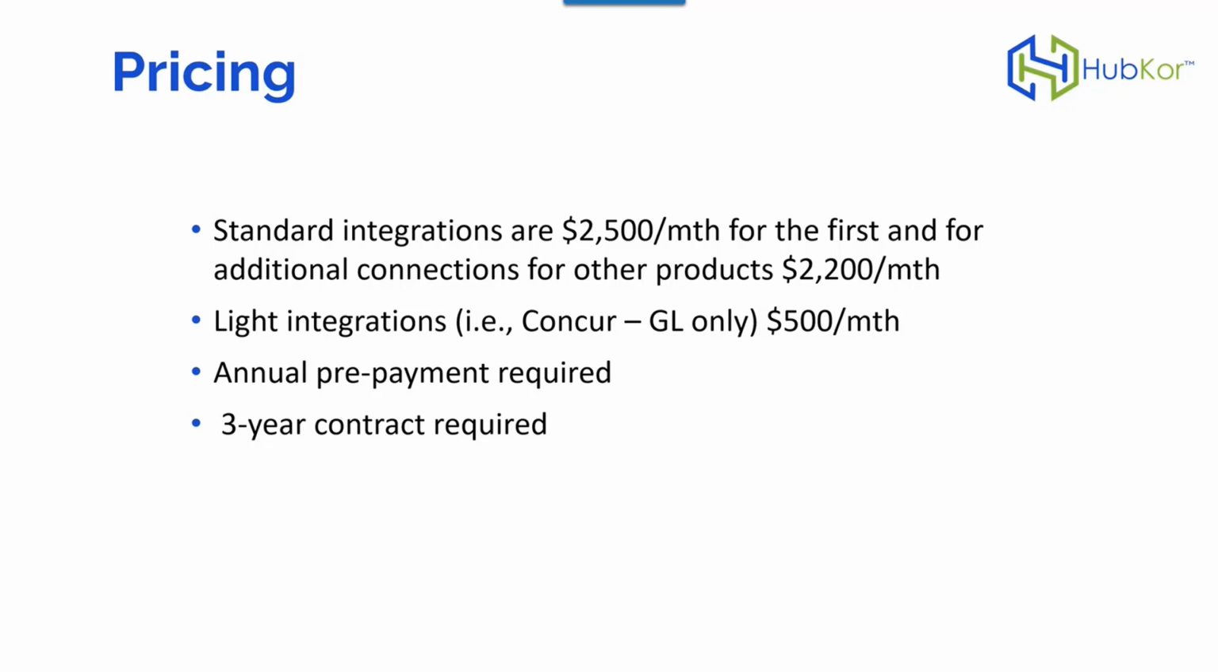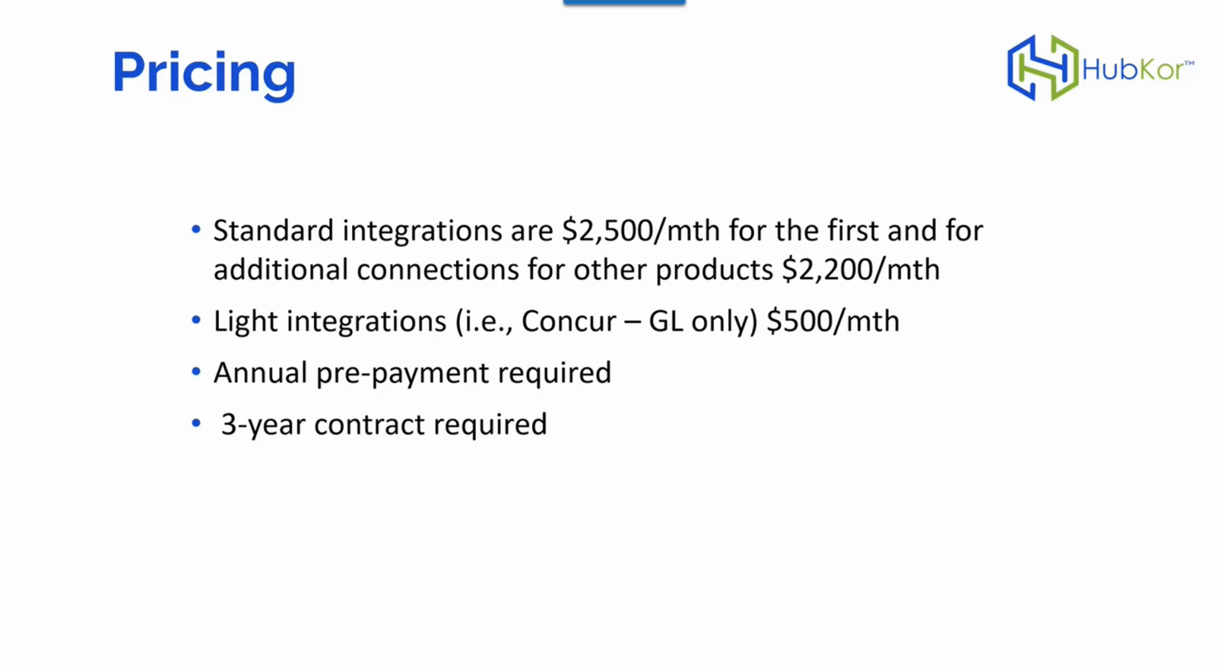But as a rule of thumb, a complex, deep integration, like let's say Salesforce, would be $2,500 per month for your first solution. And then if you take more, let's say you need Salesforce and Shopify and Concur, then the additional products would be at a discount at $2,200 a month.